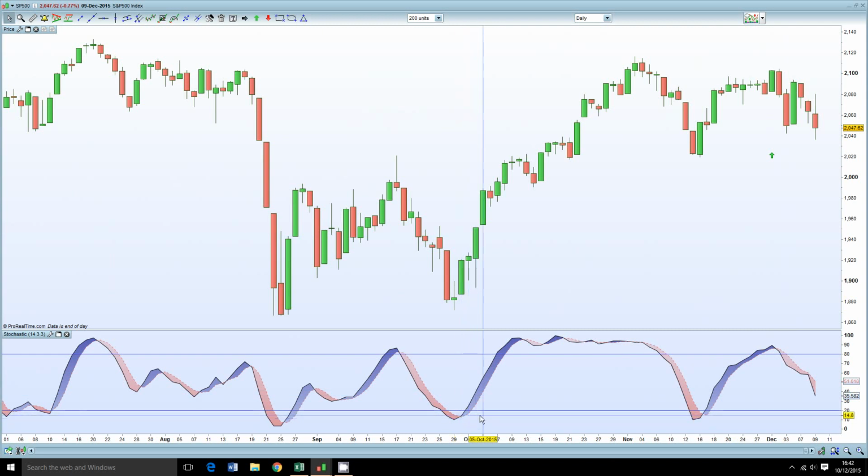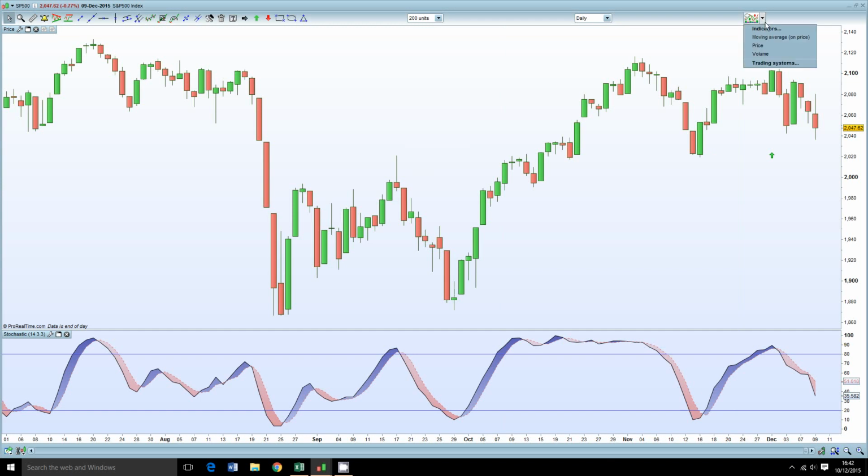So I'm going to use it going from an oversold area to an overbought area. And what that means is we need a crossover above the 20 line to open a trade, and then a crossover above the 80 line to close that trade.